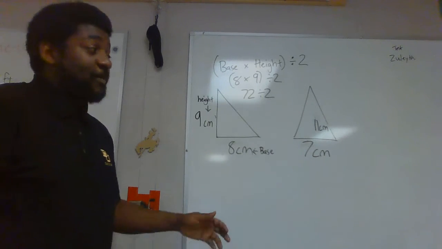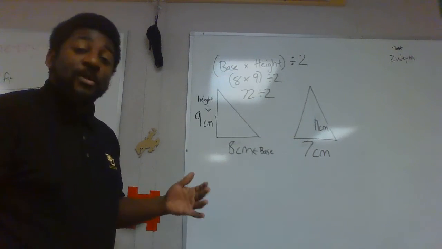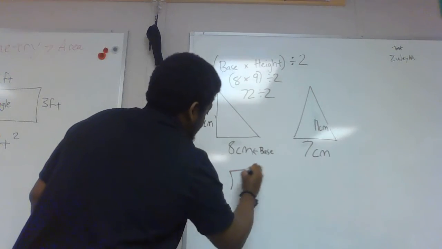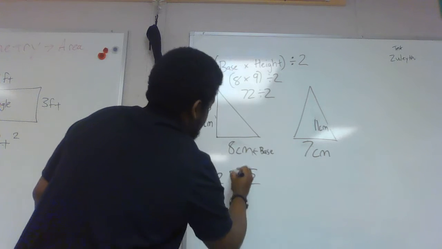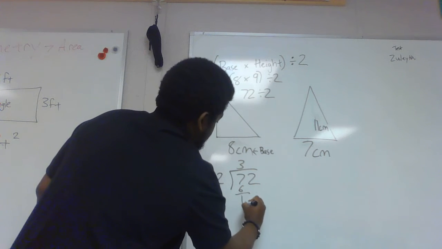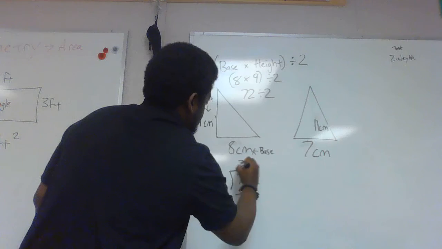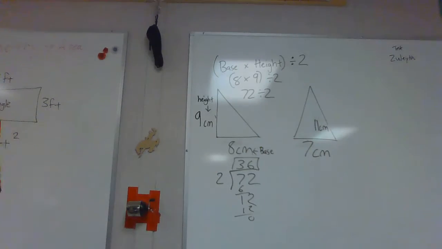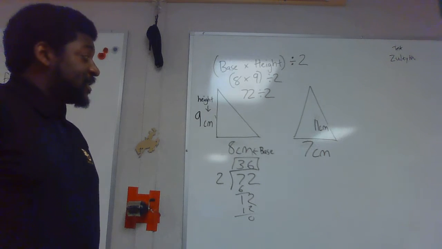Dividing by 2, we've talked about multiple times, y'all. Dividing by 2 really is just cutting something in half. Yes, you can still set it up and divide it by 2, though. That's definitely the smartest way to do it. 72 divided by 2 gives me 36.